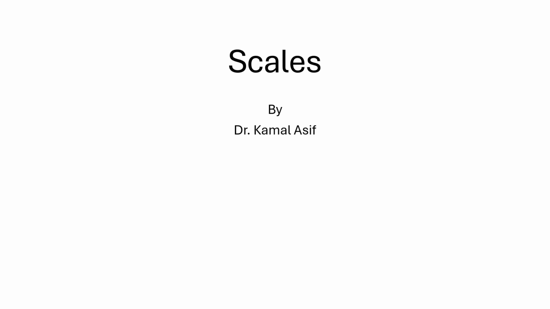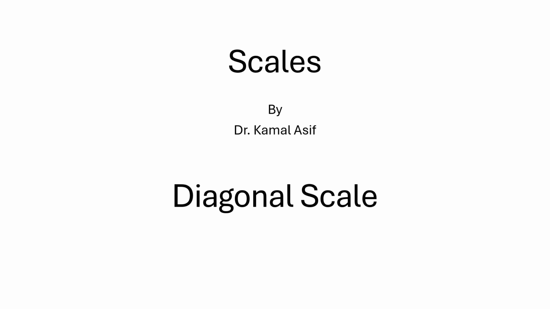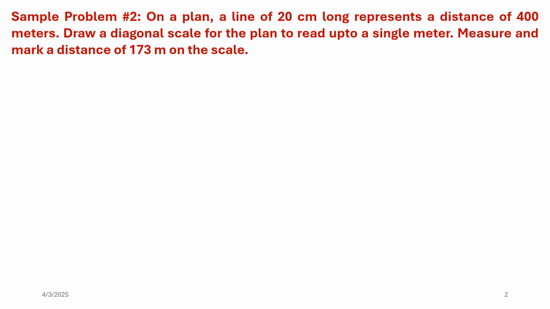Kamal Asif. In today's video, we are going to discuss the construction of a diagonal scale. Now let us take up this example of diagonal scale. According to this one, on a plan, a line of 20 centimeter long represents a distance of 400 meters. Draw a diagonal scale for the plan to read up to a single meter. Measure and mark a distance of 173 meters on the scale.